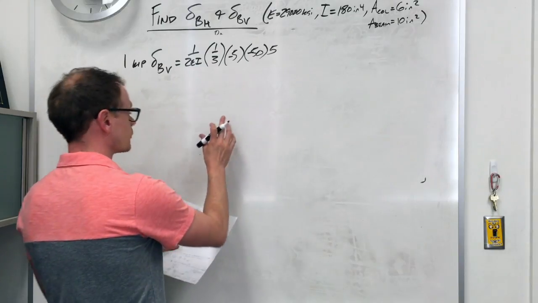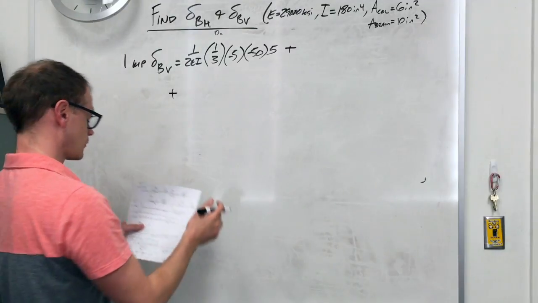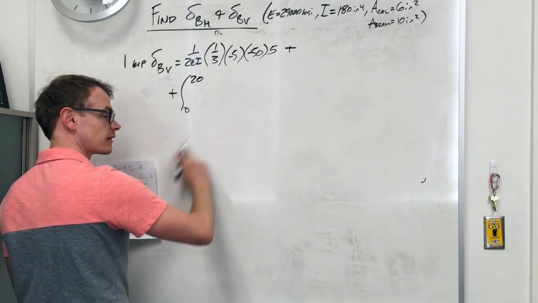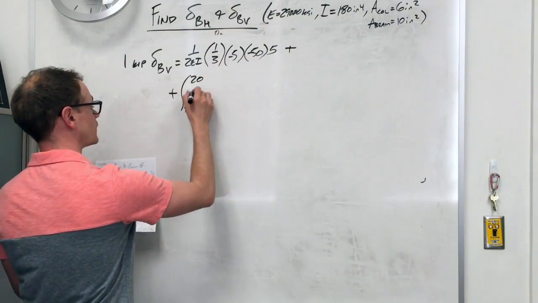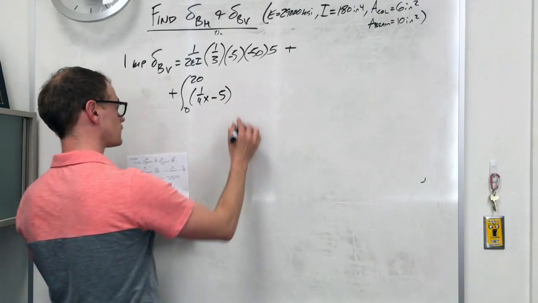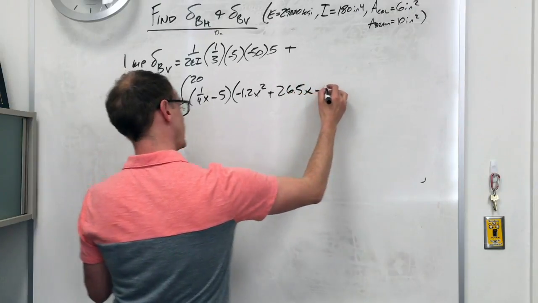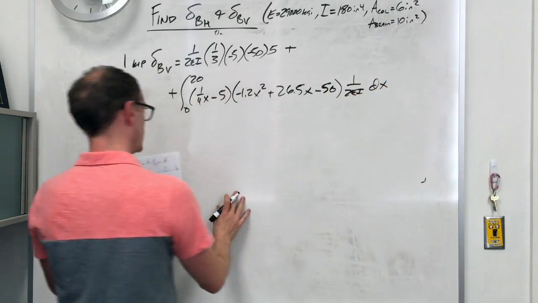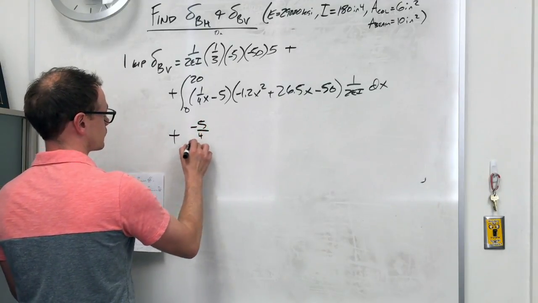So we had that bending term for BC. I'm going to write the next one down here so I have enough room: the bending term for the long beam part, so integral 0 to 20. Now I can't use the tables for that one because there was too much of a function there. It wasn't a simple shape. So I end up with 1/4 x minus 5. That was the MQ system. Minus 1.2 x squared plus 26.5 x minus 50, 1/2EI dx. And then I also had an axial term for the column, which was -5/4.